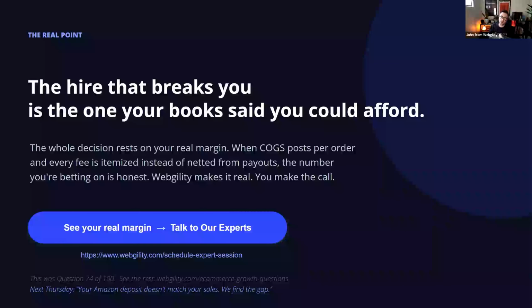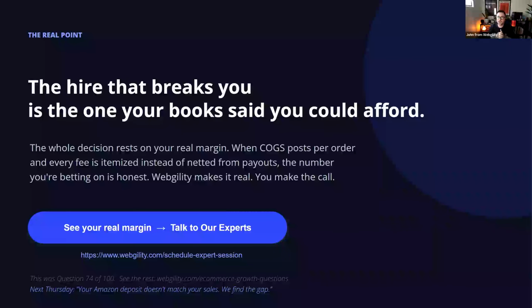Again, if you don't know what your real margin is, just to reiterate, it's revenue minus all costs of goods sold, including marketplace fees, refunds, and everything per order. So it's not that number that your P&L shows when Amazon deposits it as a net deposit. It's everything after the fact, your end of the day, all fees included, fully loaded, like I said.